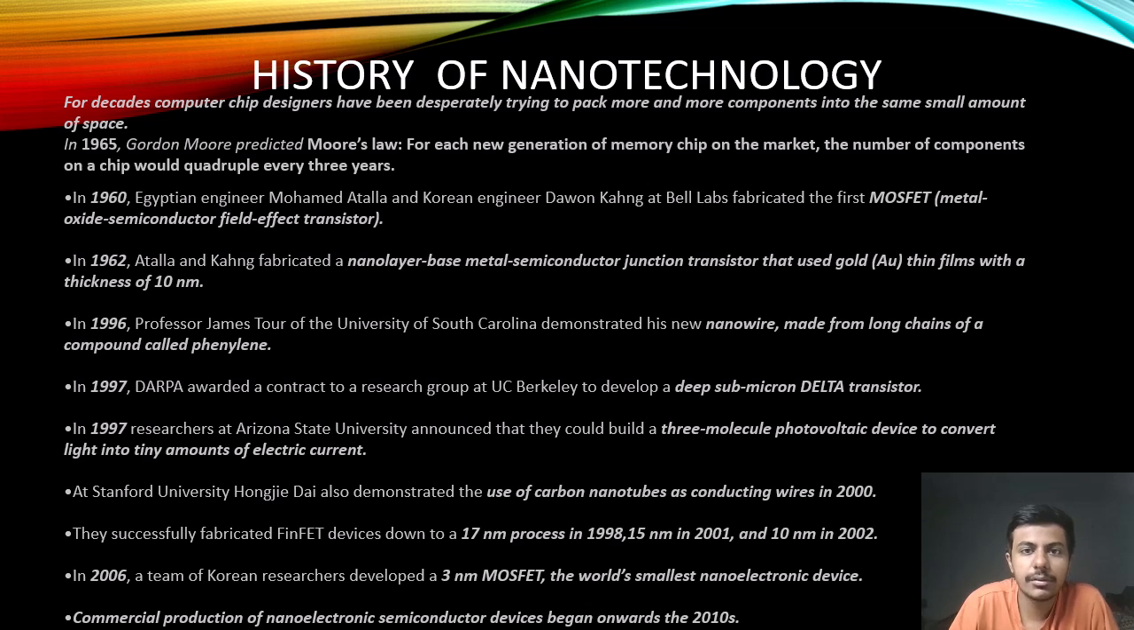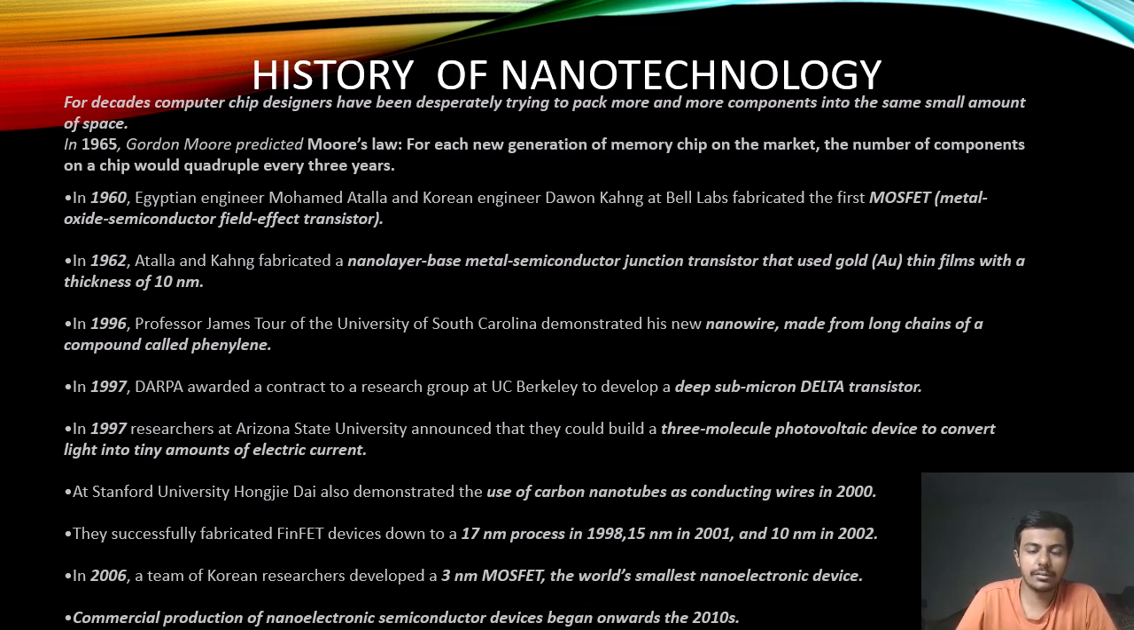Talking about the history of nanotechnology, there were first a lot of issues among chip manufacturers about how to store a lot of data on a single chip. For decades, computer chip designers have been desperately trying to do so. In 1965, Gordon Moore predicted his famous Moore's law, that for each new generation, the number of components in a chip would quadruple every 3 years.